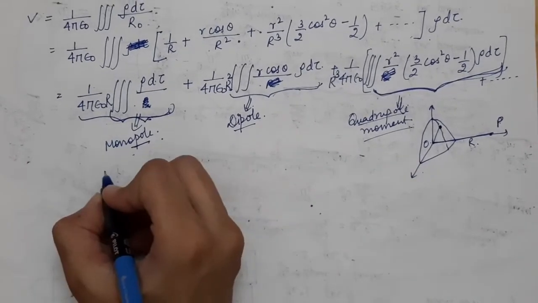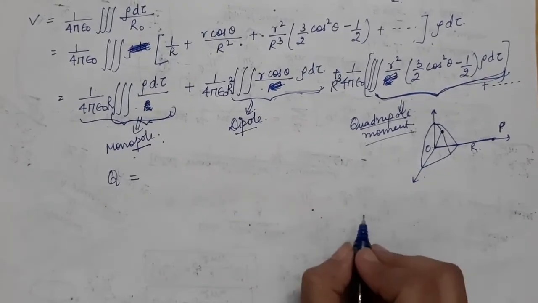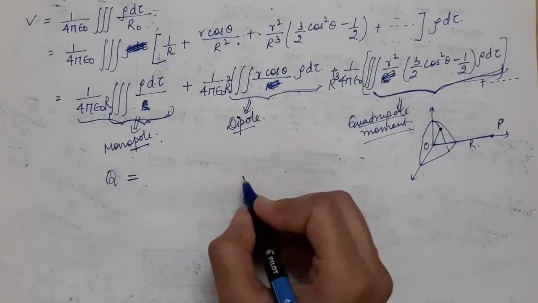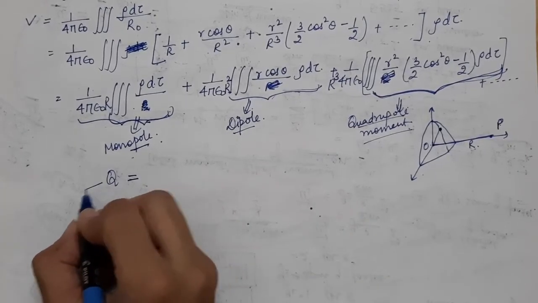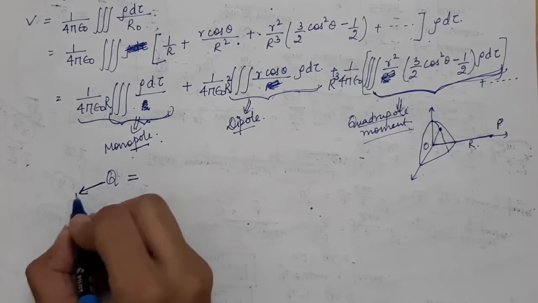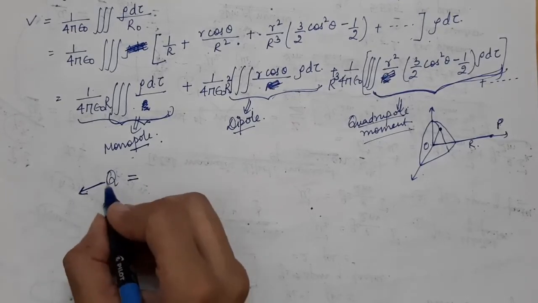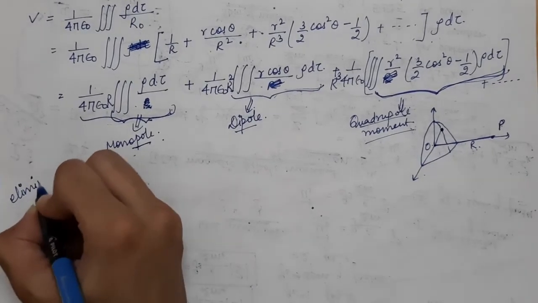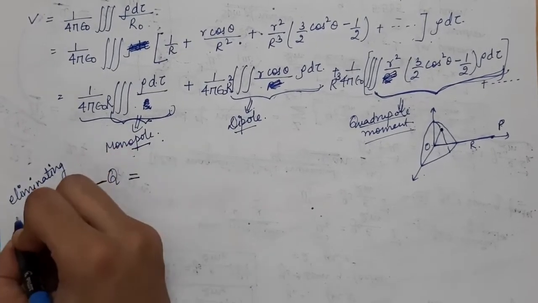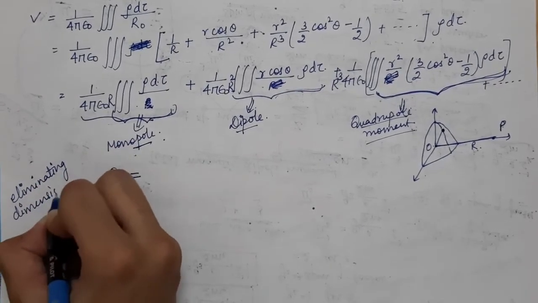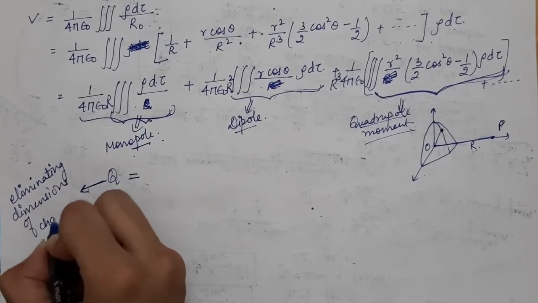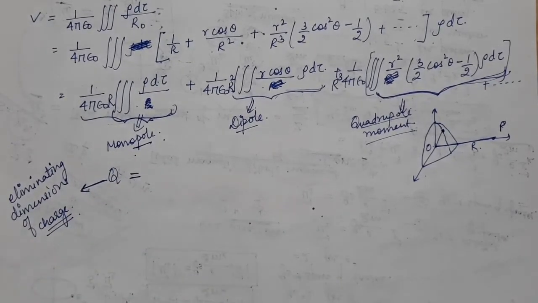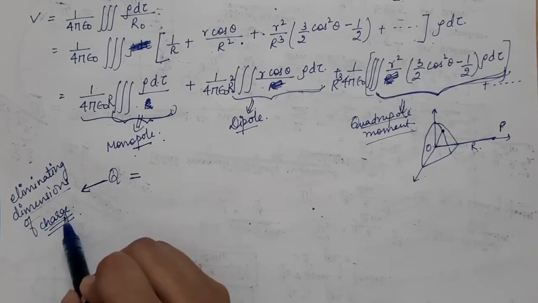So this quadrupole moment Q, in nuclear physics, it is customary to define the quadrupole moment in terms of area, or you can say that it is customary in nuclear physics to define the quadrupole moment eliminating the dimensions of charge. So usually in nuclear physics, the dimensions of charge are eliminated.